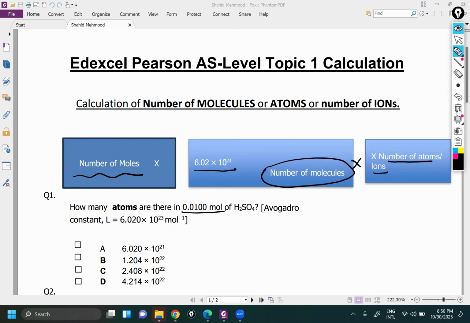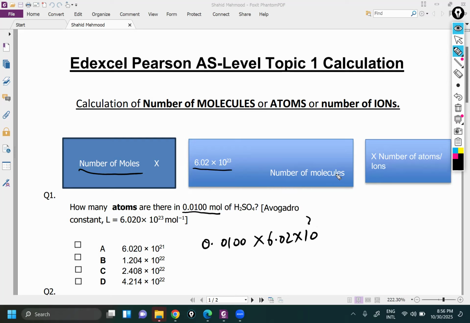So let's start with question number one. How many atoms are there in 0.0100 mole of H2SO4? Avogadro's constant is given. Now, here directly the mole is given. So we will write directly this mole, 0.0100 mole times 6.02 times 10 raised to the power 23. We will reach the number of molecules.